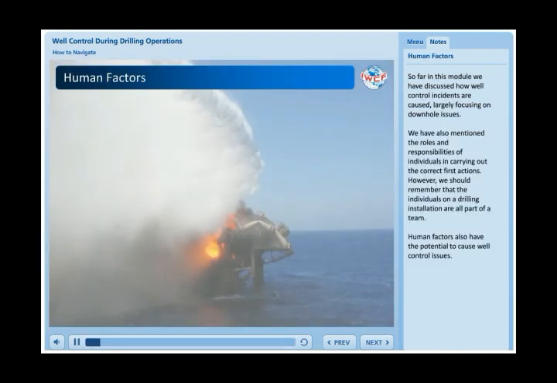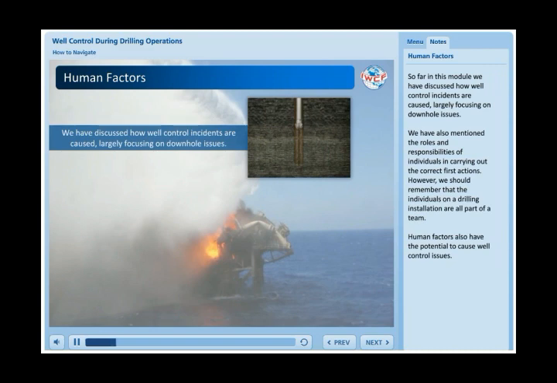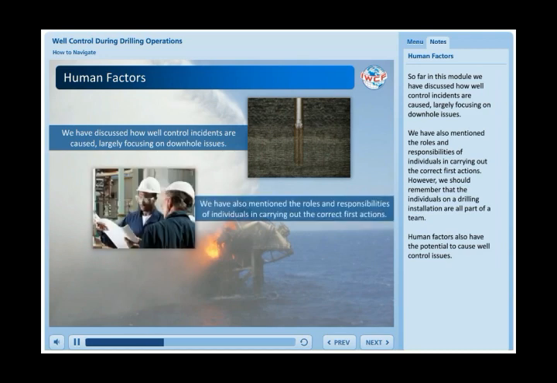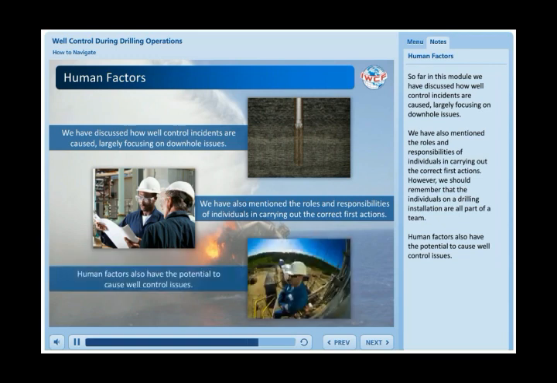So far in this module, we've discussed how well-control incidents are caused, largely focusing on downhole issues. We've also mentioned the roles and responsibilities of individuals in carrying out the correct first actions. However, we should remember that the individuals on a drilling installation are all part of a team. Human factors also have the potential to cause well-control issues.